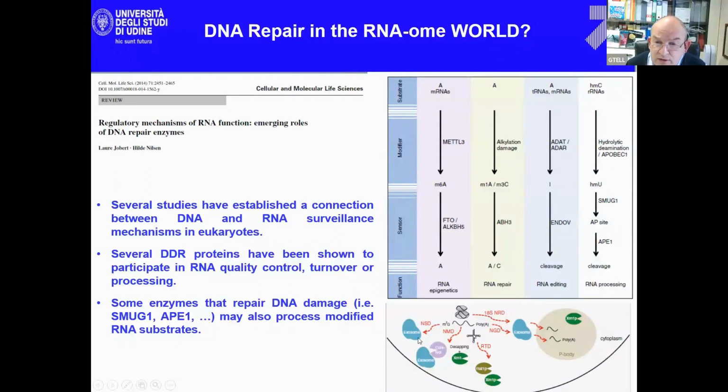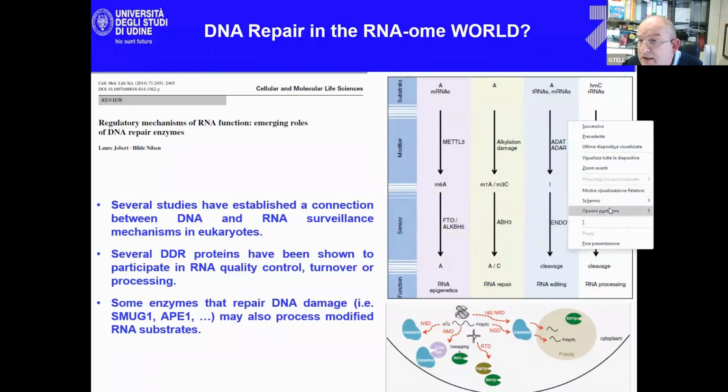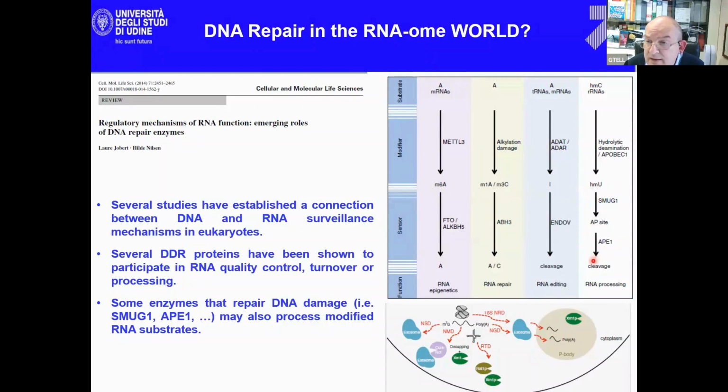What I will try to show you, to convince you, is that some enzymes, and in particular a main enzyme studied in my lab since 1998, APE1, is one of the main enzymes responsible for the processing of oxidized RNA and of RNA which presents an abasic site.